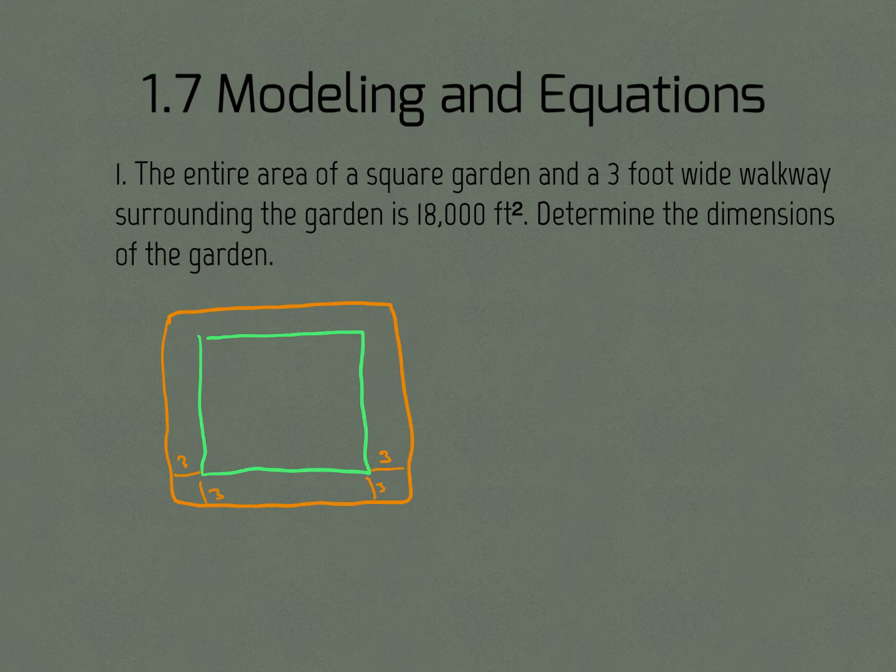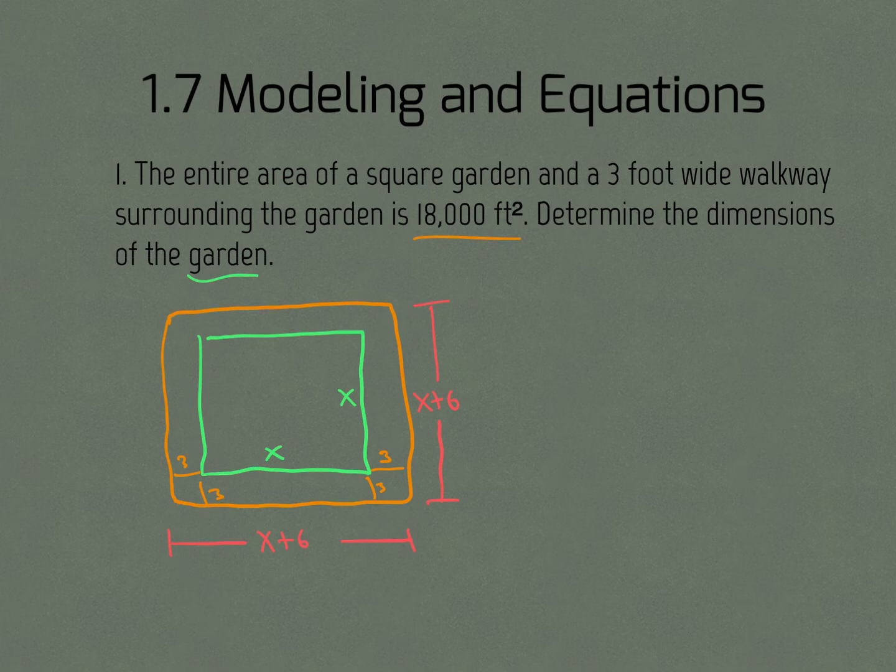But what I don't know is the length and the width of the garden itself, or of the whole thing, which I do have the area, 18,000 square feet. So I'm going to call something X. I'm trying to find the dimensions of the garden, so why not call the width of the garden, which is also the height of the garden, X. And so my entire length and width of the whole thing here is going to be X plus 6. Right, 3 feet on each side.